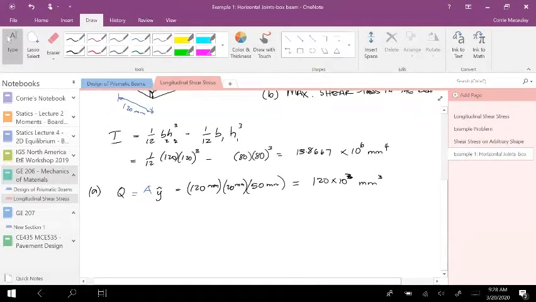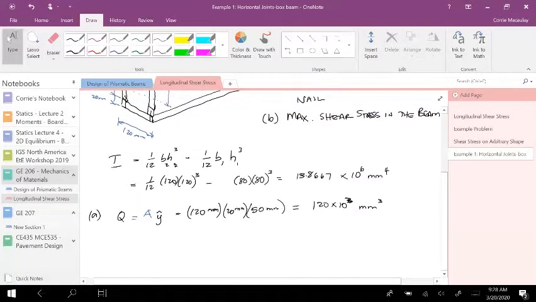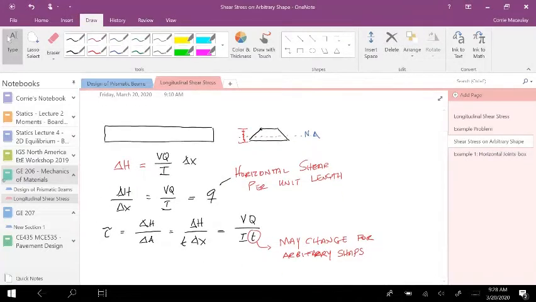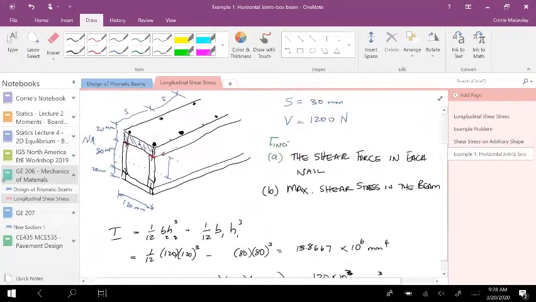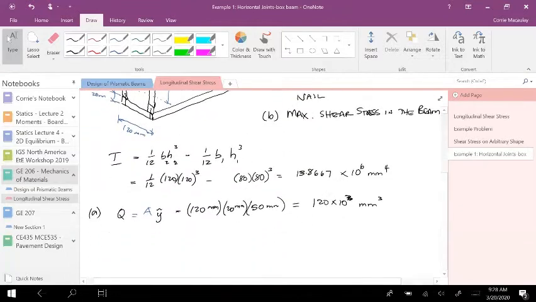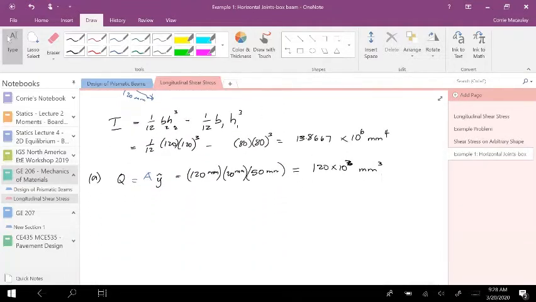All right, so if I go ahead and determine Q, we talked about Q, and Q is that horizontal shear per unit length, right? And the first part of the question was asking us for the shear force, so that horizontal shear force per unit length. So let's look at Q. We know the equation is VQ over I, or delta H over X. But we know V, we know Q, we know I, so we can quickly calculate that shear force per unit length.